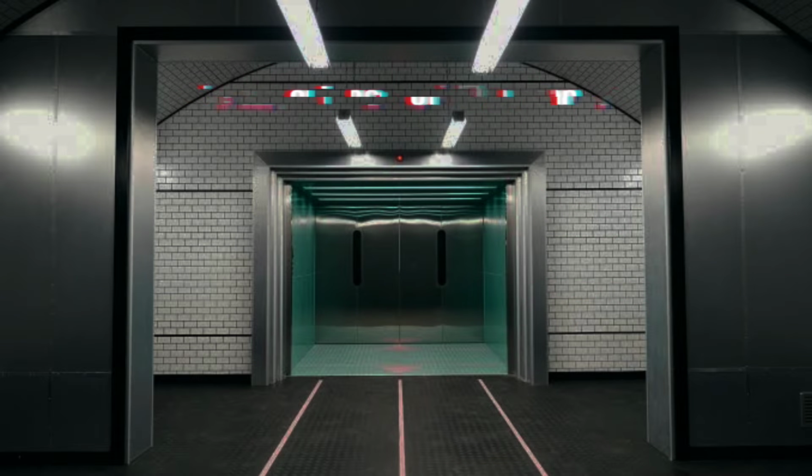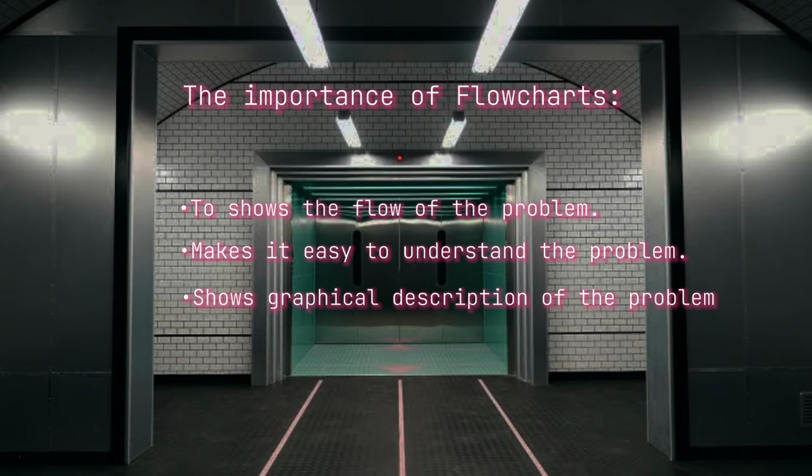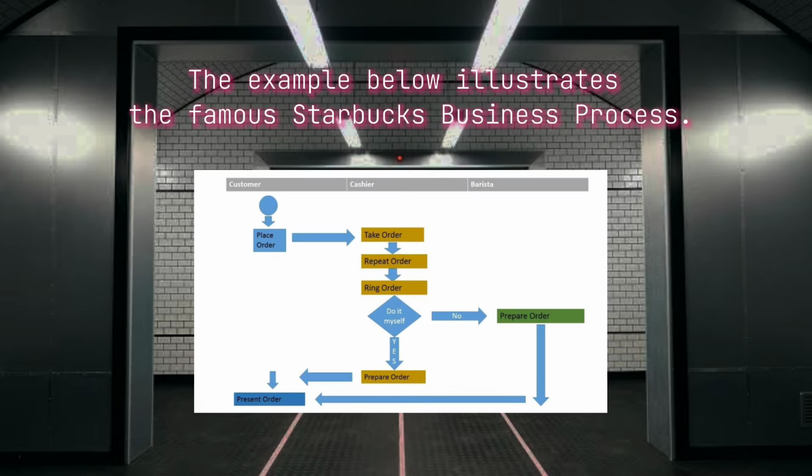The importance of a flowchart is to show the flow of the problem, make it easy to understand the problem, and show a graphical description of the problem. So, as you can see, the example below illustrates the famous Starbucks business process.